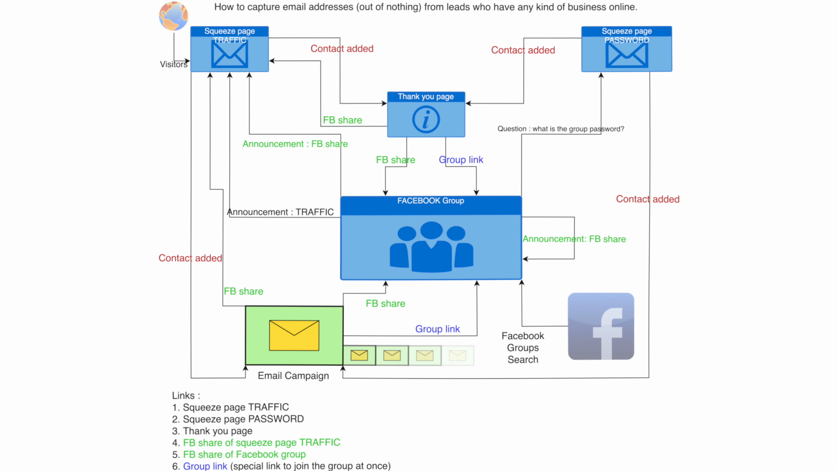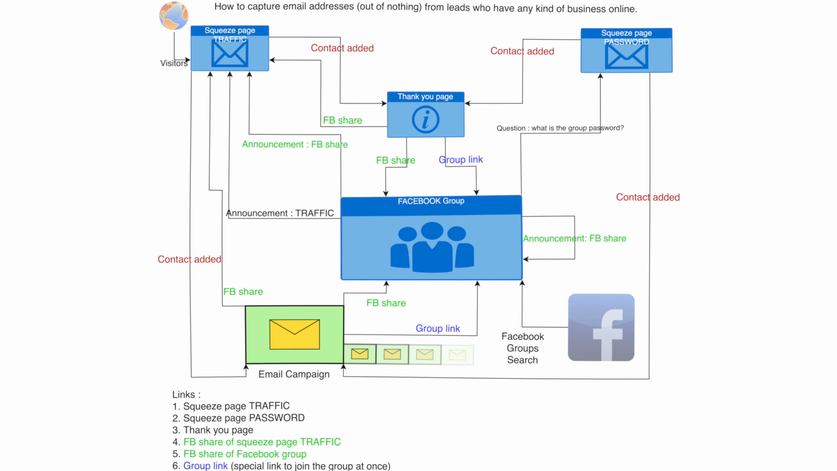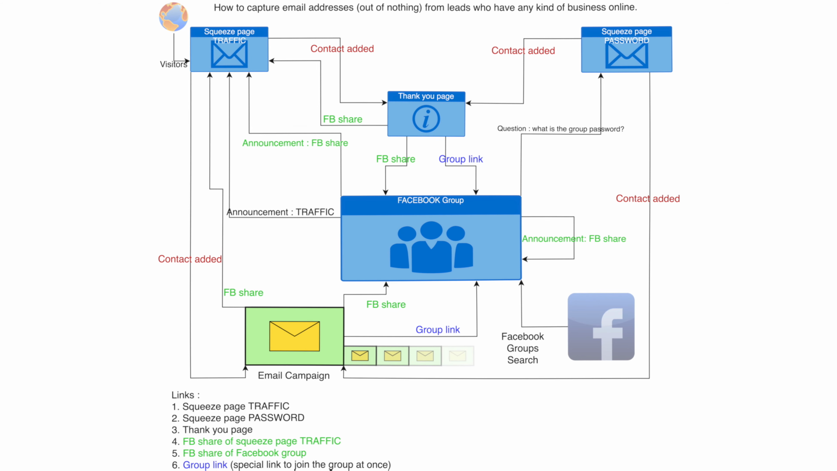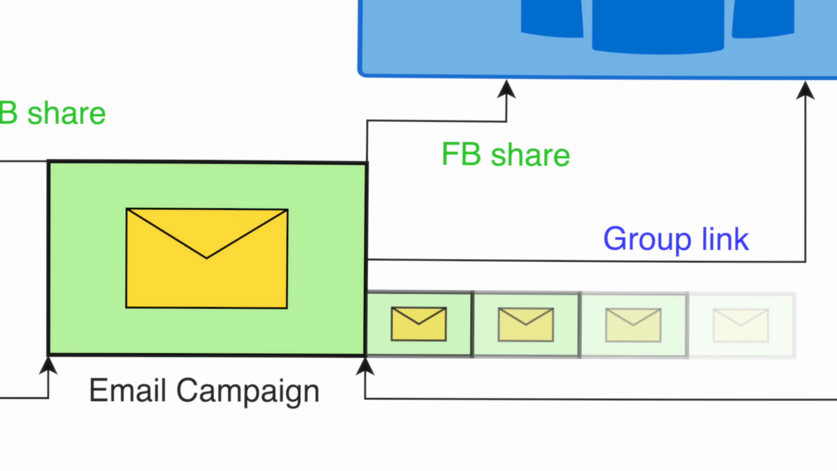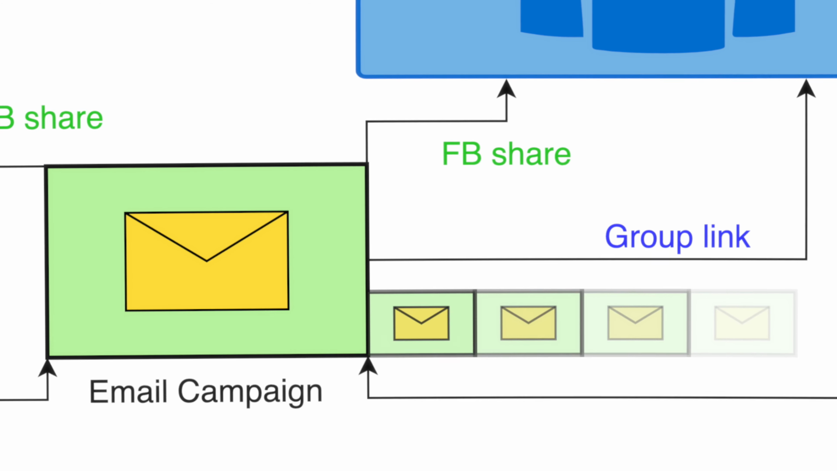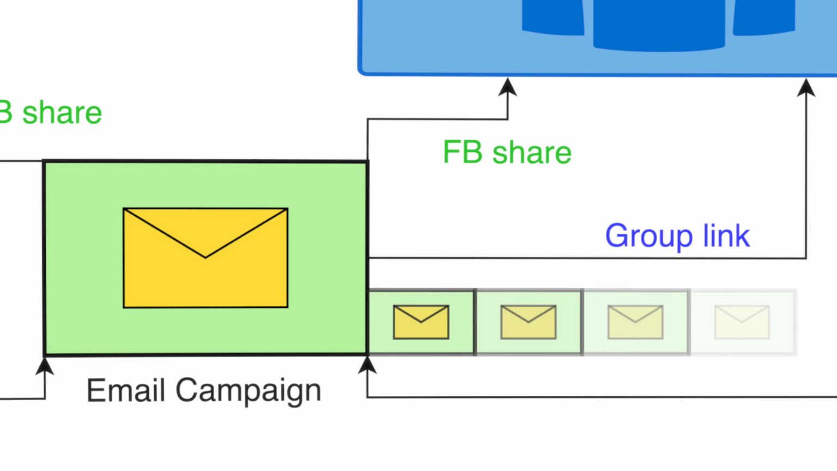So we talked about the Facebook group. It was the first element. The second element will be the email campaign. For the email campaign, I only have a recommendation for the first email, the welcome email, and then the other emails are up to you. You will talk about products, affiliate products, advice, online courses, things like this.